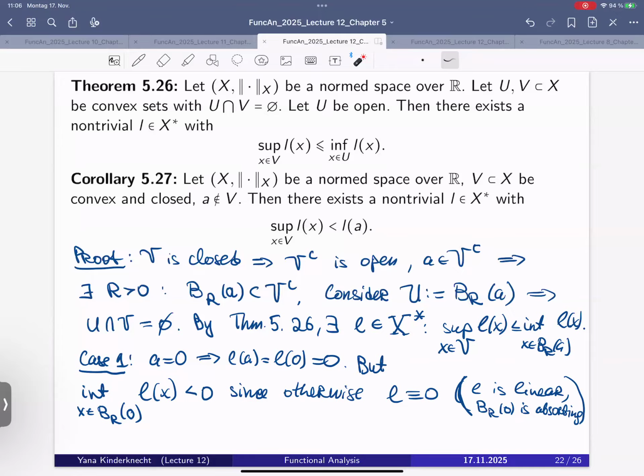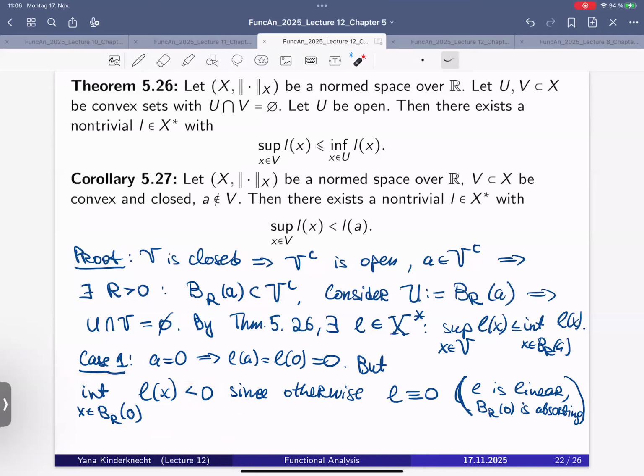Okay. Could you please repeat again? Okay, so in the centrum of the ball, we have the linearity of L. So this means that the infimum cannot be positive. It is either 0 or smaller than 0. So the claim is that the infimum is smaller than 0.